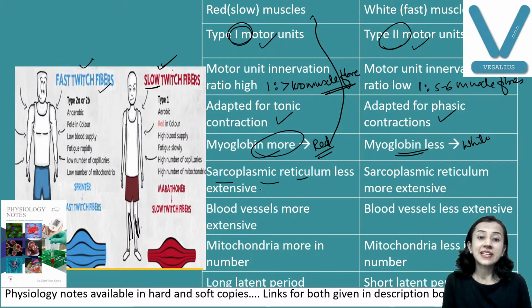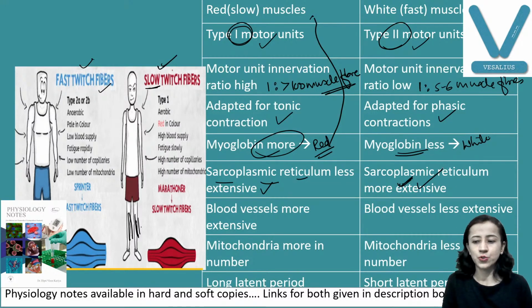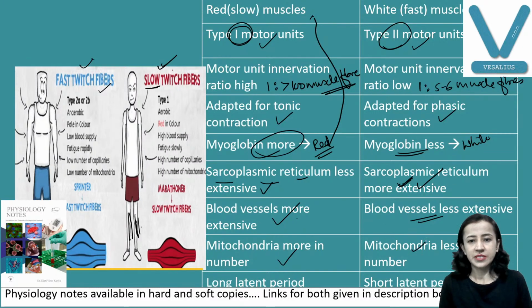Sarcoplasmic reticulum is less in red fibers because they are for sustained contraction. But here sarcoplasmic reticulum is more, because for fast contraction we require more calcium ions. So more sarcoplasmic reticulum here. Red muscles have more blood vessels, so red color. White muscles have fewer blood vessels. Mitochondria are more in red muscles, less in white muscles.